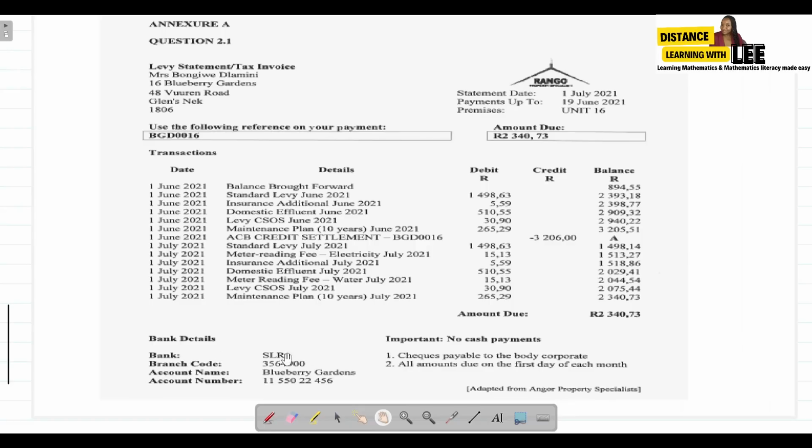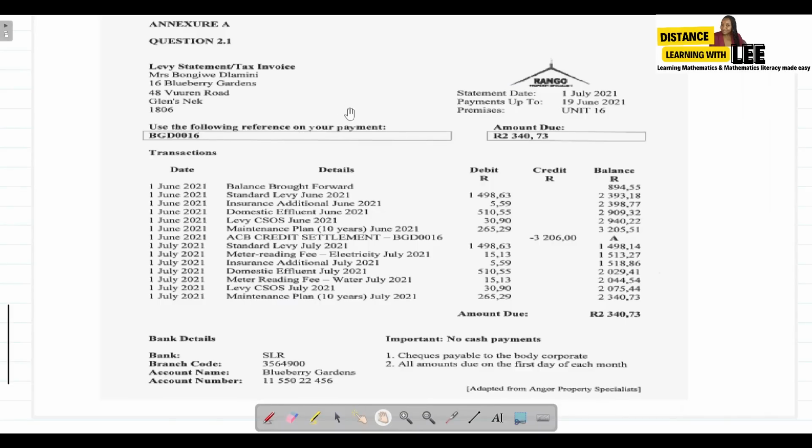Rango Properties specifically say that they do not want any cash payment. So Mrs. Dlamini can't pay for her account using cash. She needs to either issue out a check or make an electronic payment, like an EFT and something like that, right? So she cannot pay using cash.